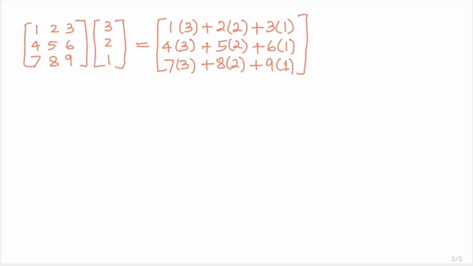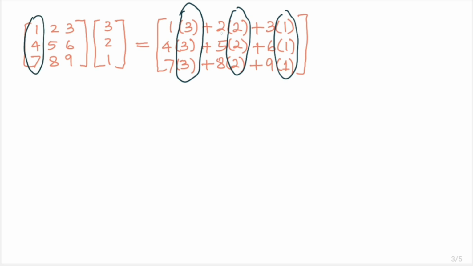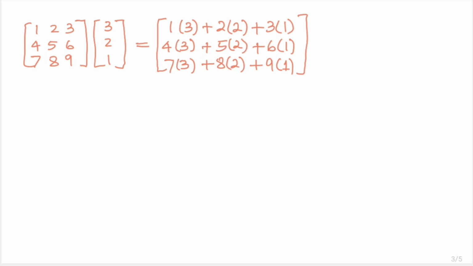So we see a nice pattern going on here. We have all threes here. Let me just circle all threes, all twos, all ones. And we also see 1, 4, 7, which is the first row of this. We see 2, 5, 8, which is the second row of that. And we see 3, 6, 9, which is the third row of that. So all of that is giving us a nice pattern that reinforces what we've been doing so far.